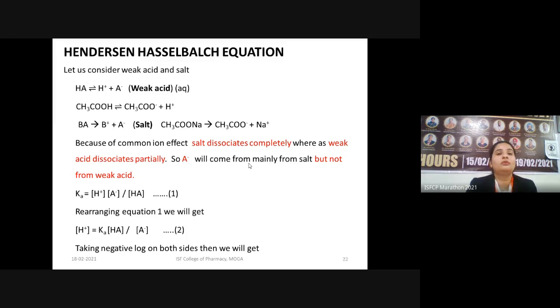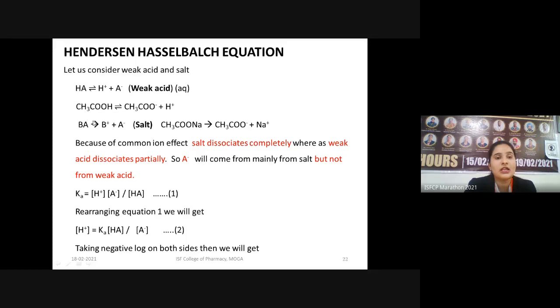Now we will start with the derivation. For the derivation, we first of all have to consider a weak acid and a salt. First of all, we have taken a weak acid. Suppose that we represent it by HA. The acid will release H positive ions and A negative ions in the aqueous medium. This is the equation for a weak acid. An acid is nothing but something that releases proton ions when it is dissolved in the aqueous medium.